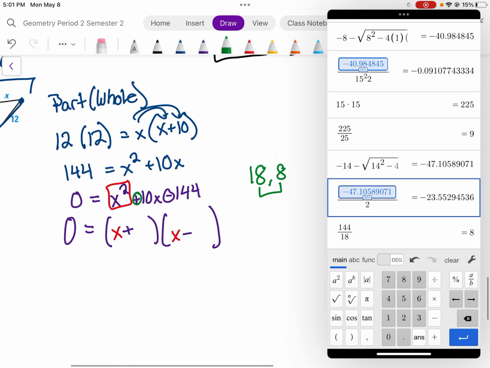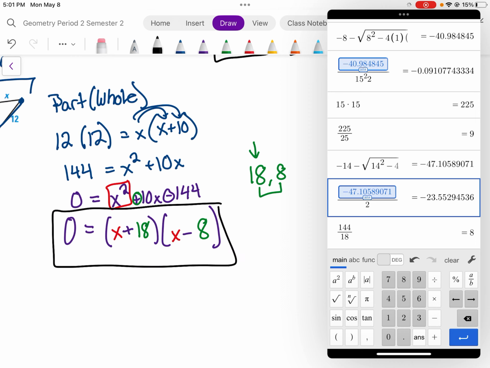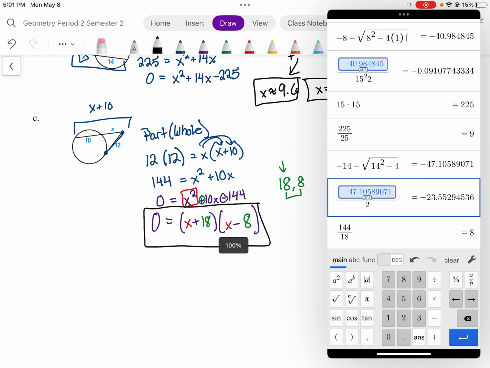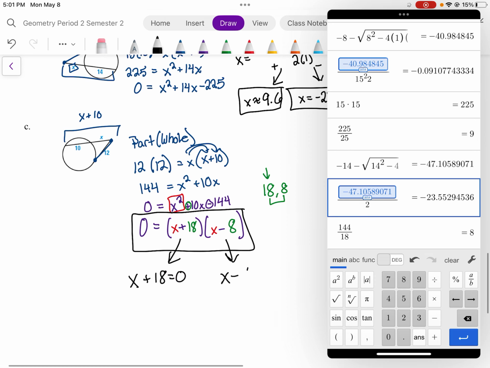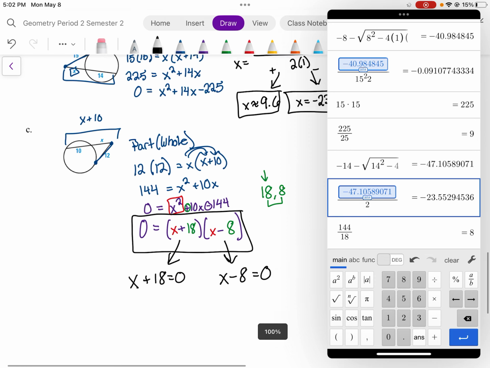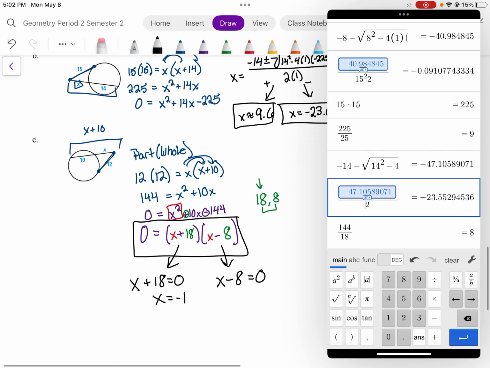So because they add to be a positive value, the bigger number has to be positive. So that would be a positive 18 and then a minus 8. So then that would give us what our factored answer is. Don't forget we need to figure out what x equals as well. So we're going to set both sets of parentheses equal to 0, and then we would be able to get our final answer of x equals negative 18 and x equals 8. So we would get two answers.